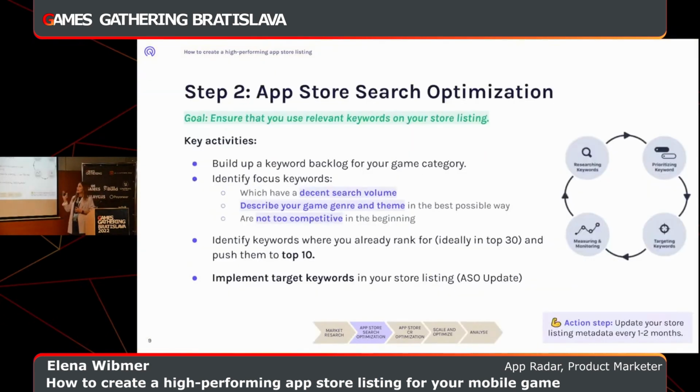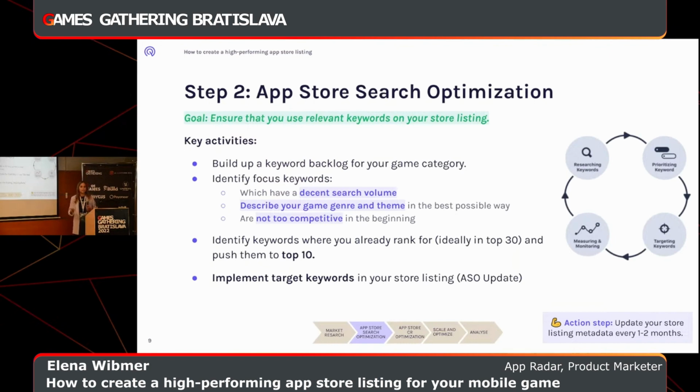I like to split it into App Store search optimization and App Store conversion rate optimization. So when we're talking about search optimization, what is the goal here? Being able to appear on top of the search results when someone is looking for a specific keyword. So really ensuring that you use relevant keywords on your store listing page.